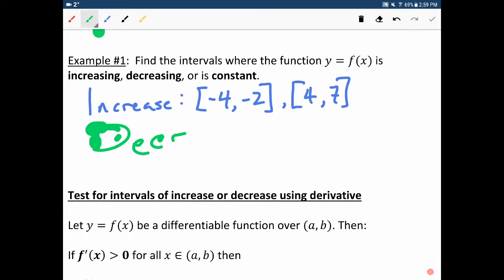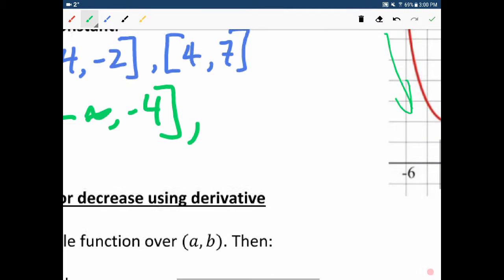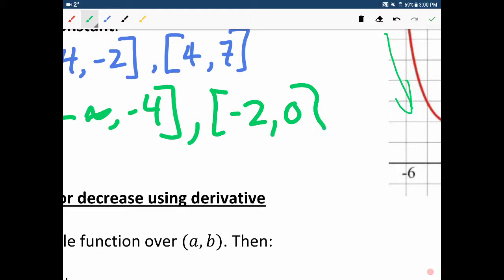Decrease. Okay, we went from -infinity, and of course you can't include -infinity since that's not actually a point, so you use a round bracket there, but that goes until -4. Then the other one I believe we said was from -2 to 0. That's not actually what I thought it was. It's a good thing I checked. -2 to 0, there we go.